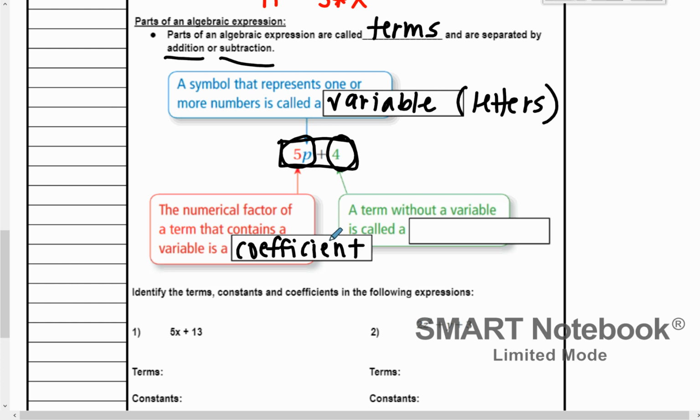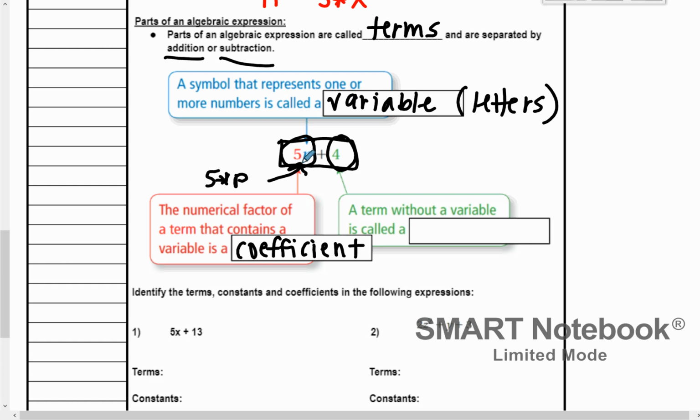Okay, and a number in front of a letter means times. So this right here, 5p, means 5 times p. Just like we don't have to write multiplication when it's next to a parenthesis, we don't have to write it when it's a number next to a letter. It's just assumed that if it's a 5p, it's 5 times p.